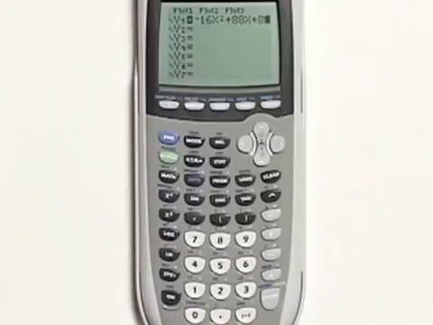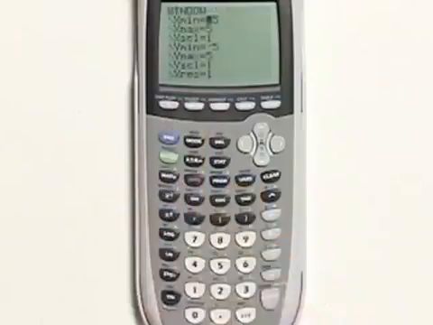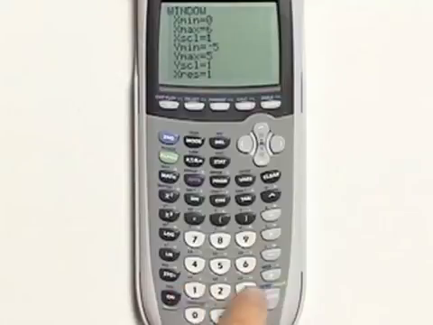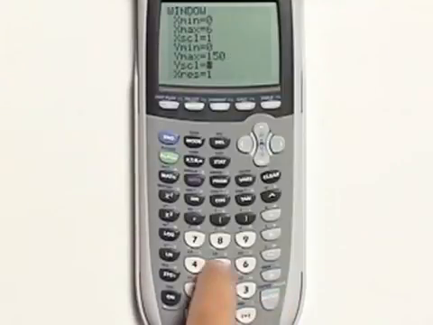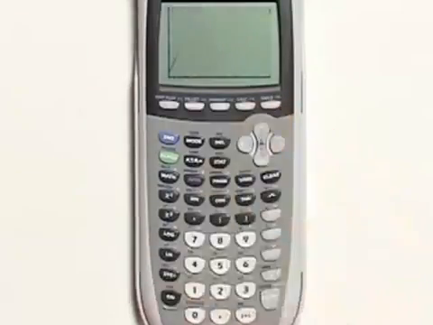We were told what viewing window to use, so we press the window key and adjust the window. The x min is supposed to be 0, so press 0 and enter. X max is 6, press enter. The scale is 1, it's already there, so we press enter to move down to the y minimum, which is to be set at 0, press enter. The maximum is 150, press enter, and then 50 as the scale, press enter. Now we can graph this, so press the graph key.